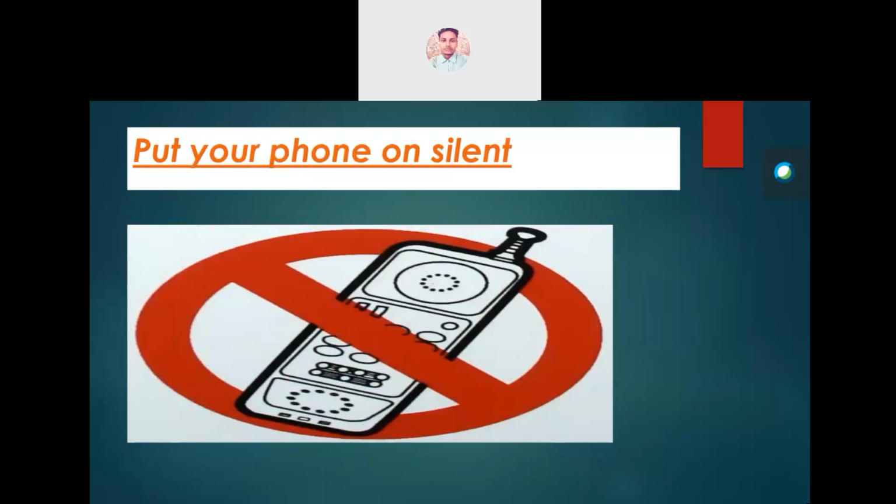Put your phone on silent. A cell phone going off in the middle of a meeting is never good. Put your phone on silent, and if you find you are still tempted to look at it, consider leaving your cell at your desk before the meeting. Now move on to the next slide.